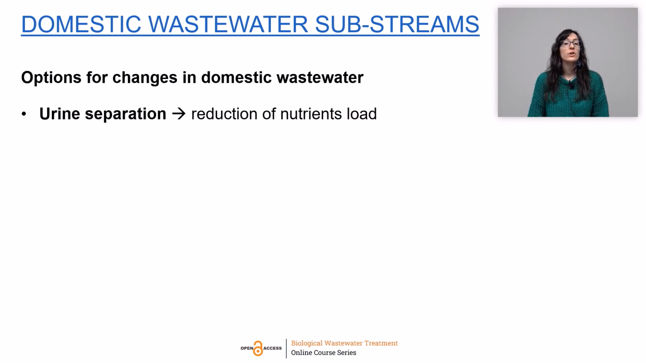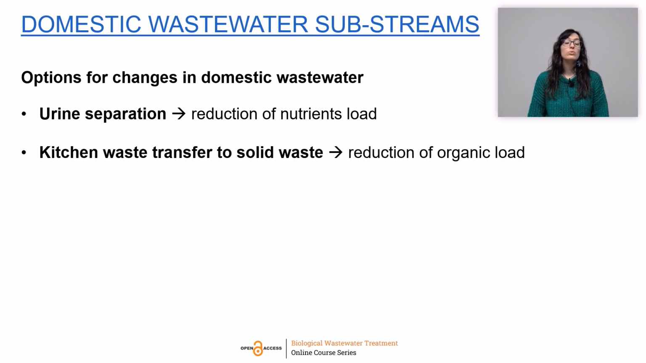Normally, the wastewater produced by all the domestic streams is mixed together and sent to the treatment plant. However, there are also options to treat each stream separately and that way change the load that will be handled by the treatment plant. For example, we can treat urine separately, and that way we can considerably reduce the nutrient load in the treatment plant to the point where nitrogen removal wouldn't even be needed.